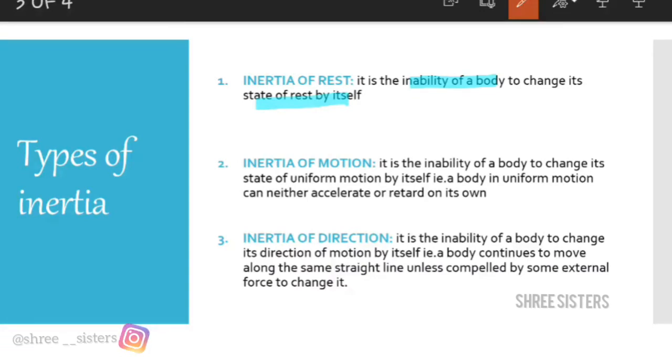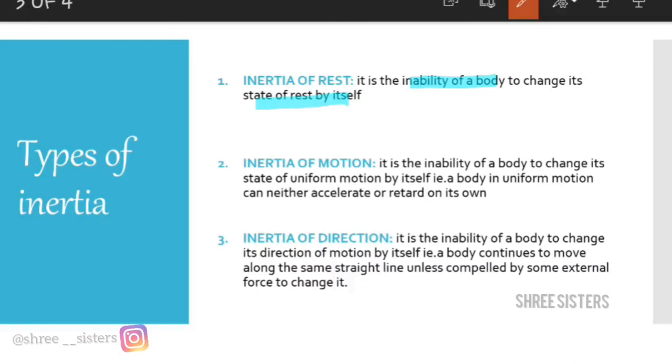Suddenly, when the bus is moving and you're standing on the bus because there's no space, if the bus moves forward, you will experience a backward jerk. Why is it? Because the lower part of your body, your legs, will be in contact with the bus, so they'll start moving forward with the bus. But the upper part of the body, because of inertia of rest, doesn't move like the lower part, and that's why we experience a backward jerk. This jerk is caused by the inertia of rest.